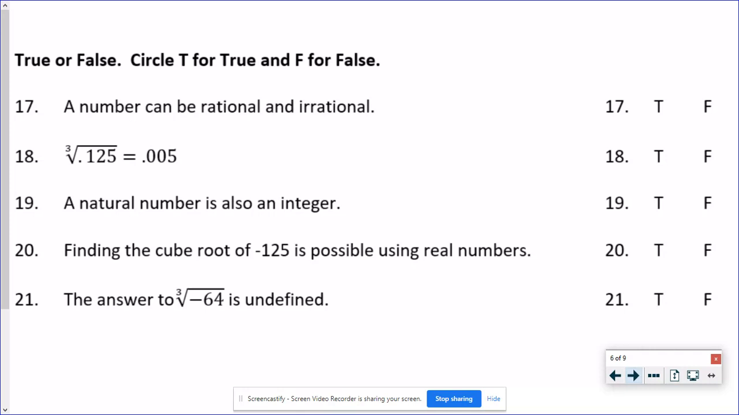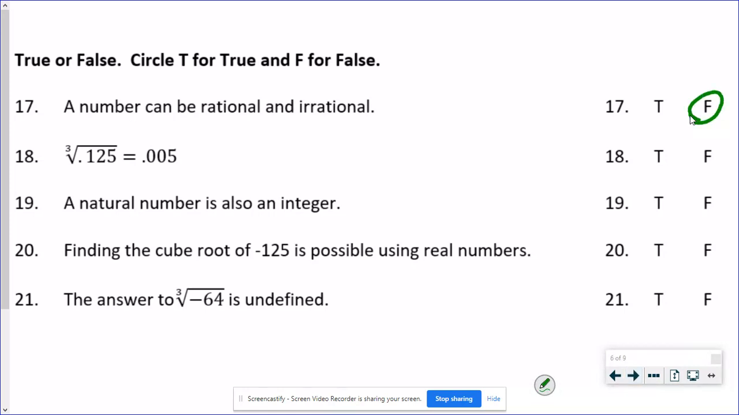If I give you some true or false kind of questions, I just talked about this. A number can be rational and irrational? No, remember that the prefix IR for irrational means not. It can't be rational and not rational. So if it says it can be that, nope, sorry, not going to work.